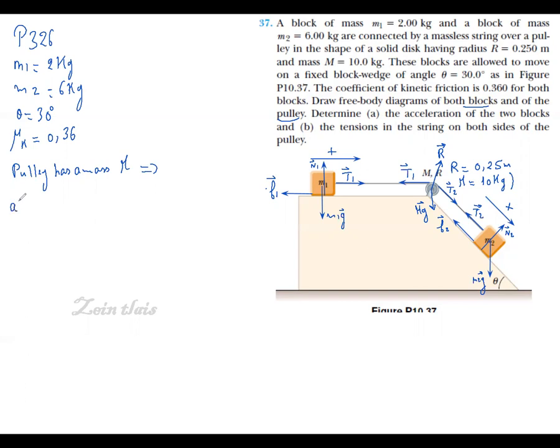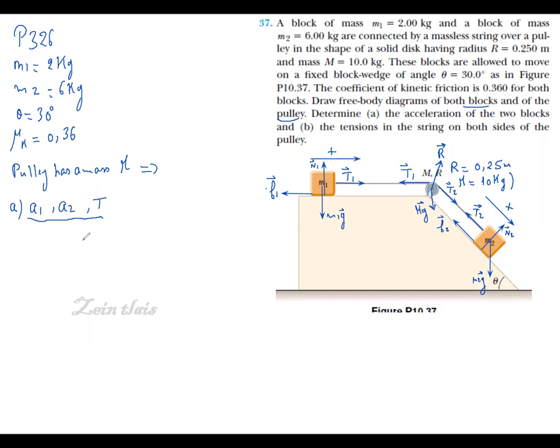A. Determine the acceleration of the two blocks. We have to find A1 and A2. And the tension T in the string on both sides of the pulley. Okay, we have to find A1, A2, and T.